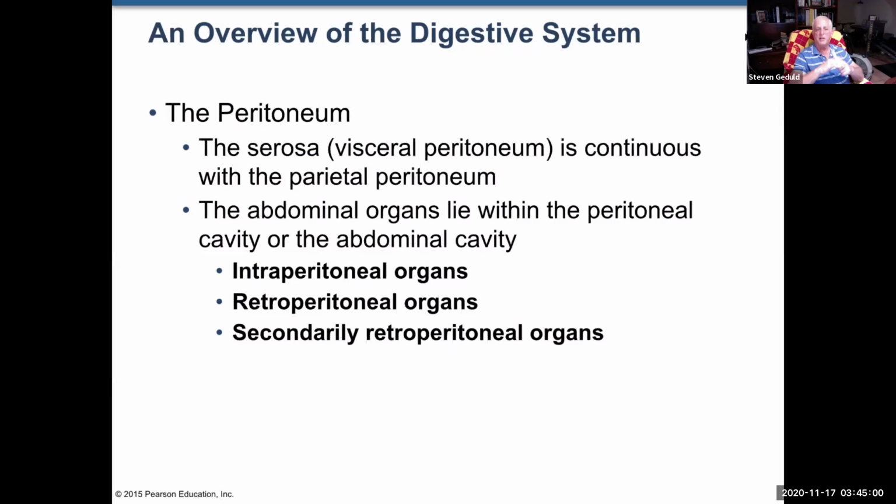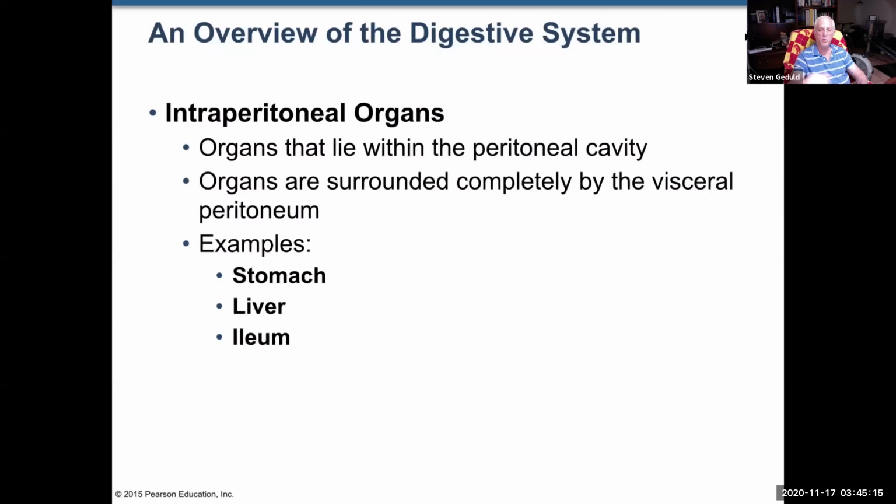The abdominal organs lie in the peritoneal cavity or in the abdominal cavity, depending on what organ it is. You have intraperitoneal within the peritoneum. You have retroperitoneal behind it. Then you got secondarily retroperitoneal organs that develop. So your intraperitoneal organs are organs that lie within the peritoneal cavity themselves. They're completely surrounded by the visceral peritoneum, the inside layer. This is your stomach, your liver, and the ileum. The ileum is the third part of your small intestine. The small intestine goes through duodenum, jejunum, and then the ileum, okay? So this is part of your small intestine, the end part. And it's the ileum, I-L-E-U-M, and it looks like two L's, but it's capital I, I-L-E-U-M, okay?